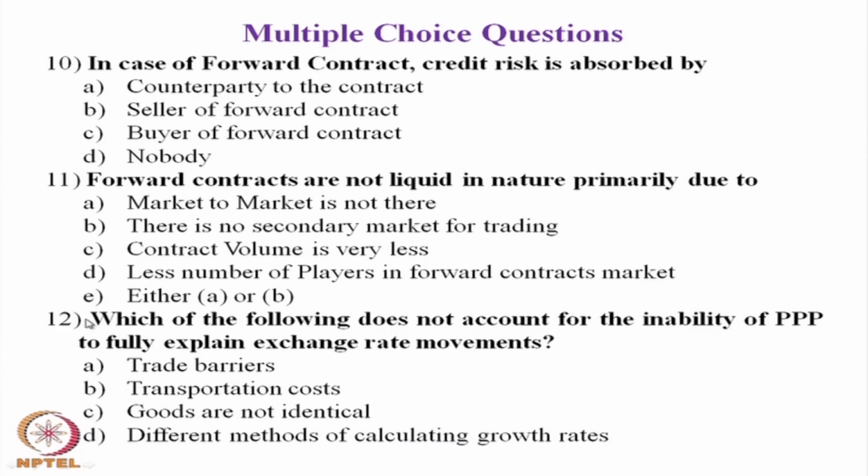Question number 12, the answer is D. All these things, first, second, third, account for the inability of purchasing power to explain purchasing power parity. Question number 12, the answer is D.